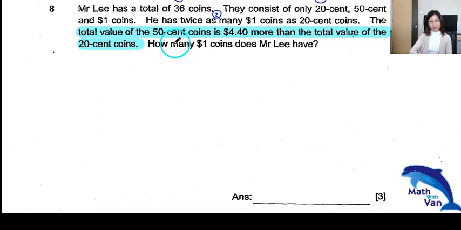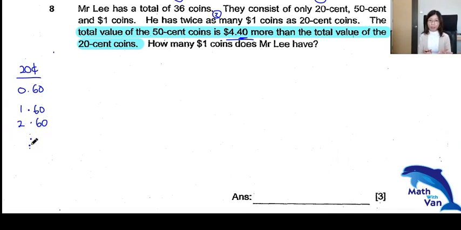Why? Because for this to happen, the value of the 50 cent coins must be a certain whole number dollar value. And then you take away, it must be a certain number of 60 cents. So that you end up with 40 cents here. Right? So if you were to isolate this part, it must be a certain number of 60 cents. It could be just 60 cents alone. It could be 160. It could be 260, and so on and so forth.